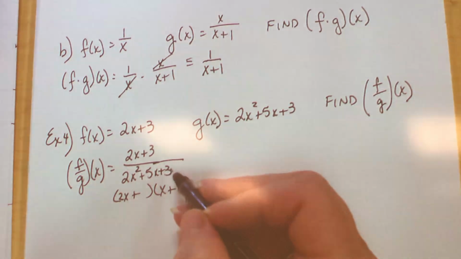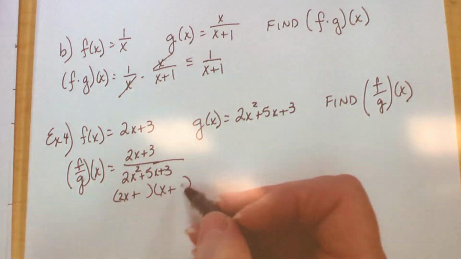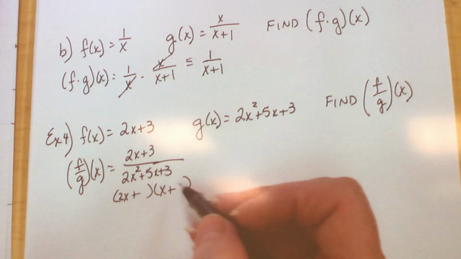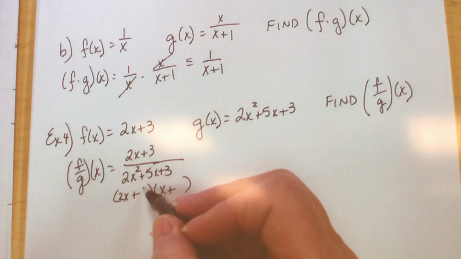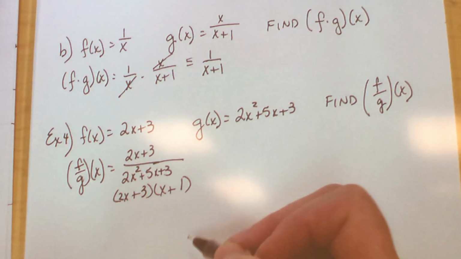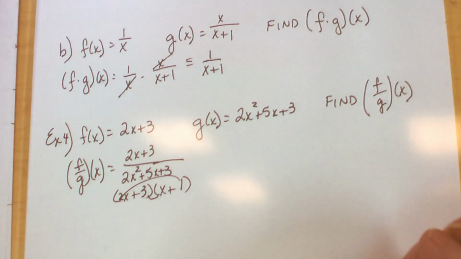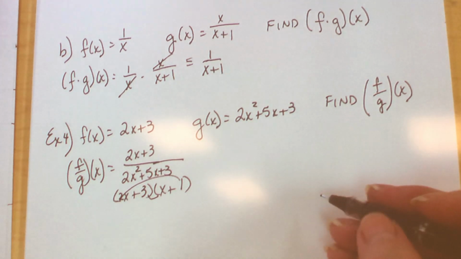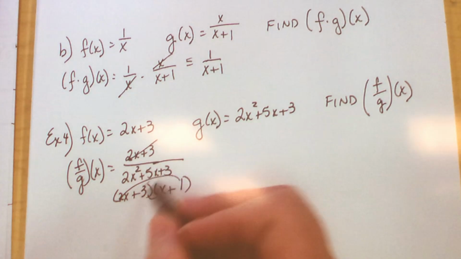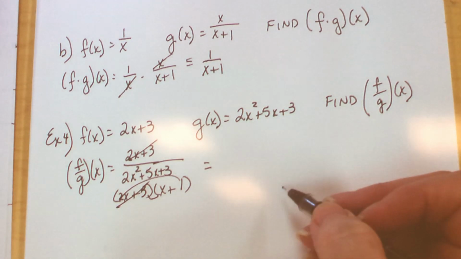I've got a 1 and a 3 and I'm trying to make a 5. Don't put it here because we're not subtracting. So put a 3 here and a 1 here. There's my 3x and 2x. There's my 5x. Now, does it reduce? The 2x plus 3's cancel out. What's left on the top?